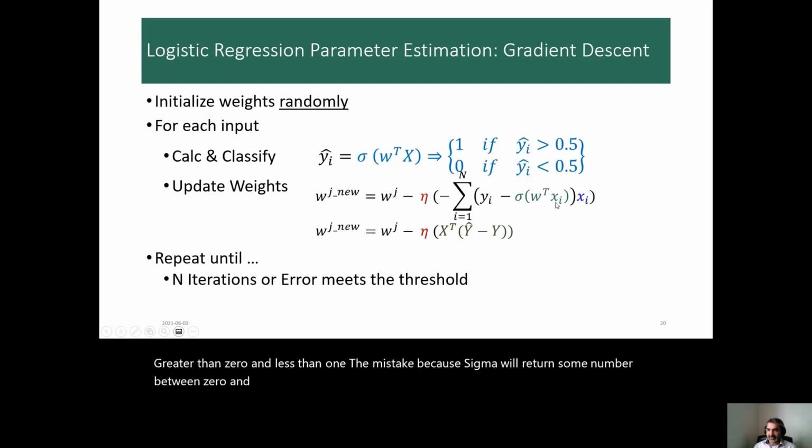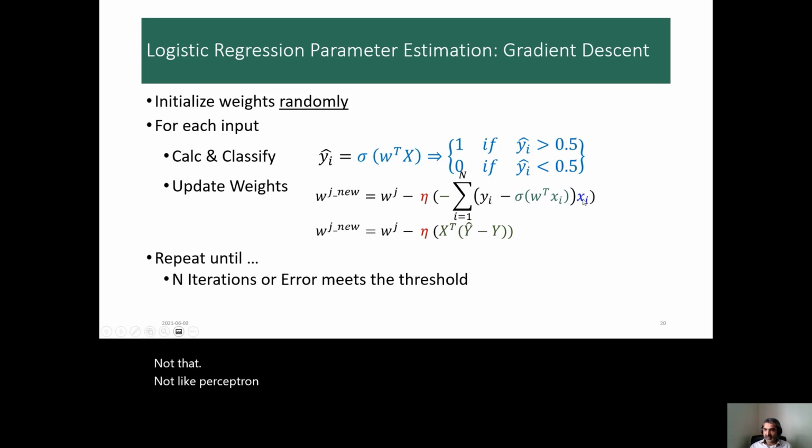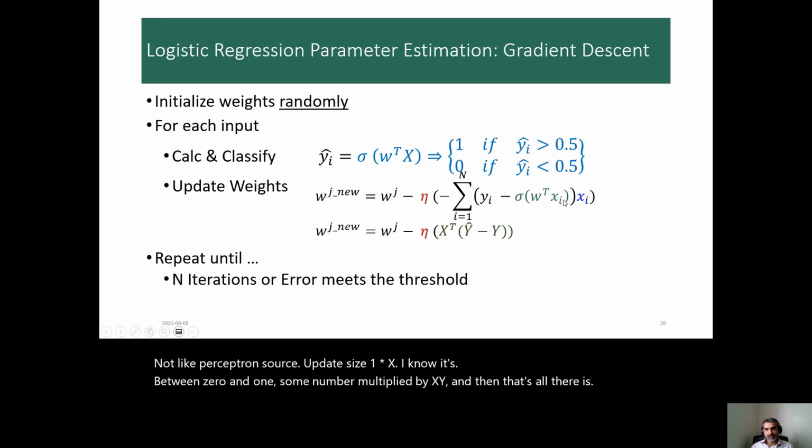So that is kind of a soft update, right? Not like the perceptron, where the update size is 1 multiplied by xi. No, it's between 0 and 1, some number multiplied by xi. And then that's all there is. This is the update rule.